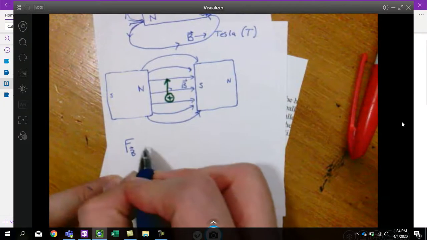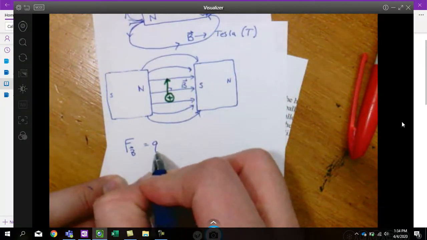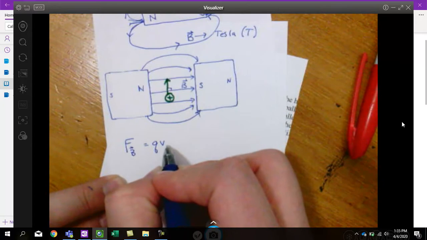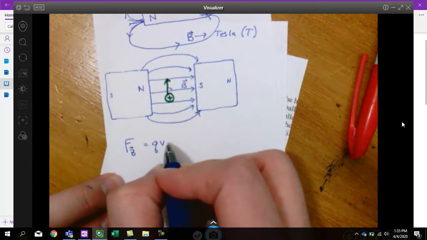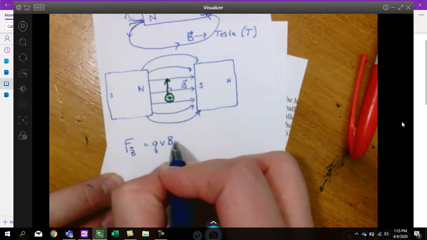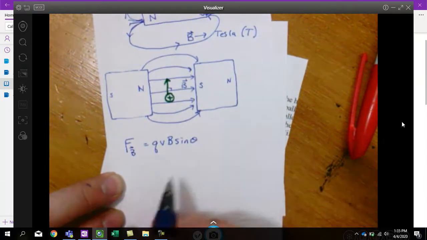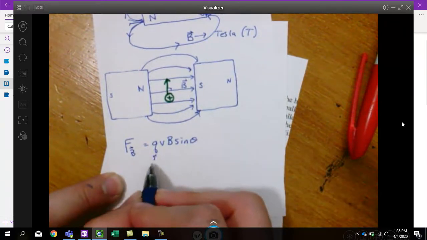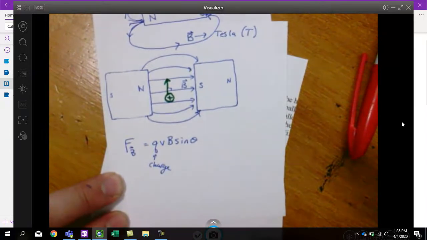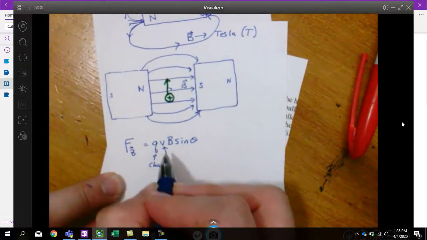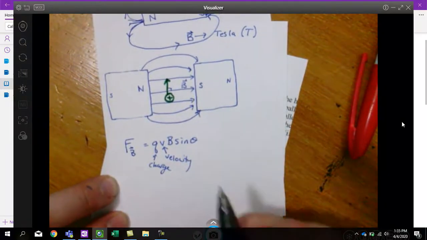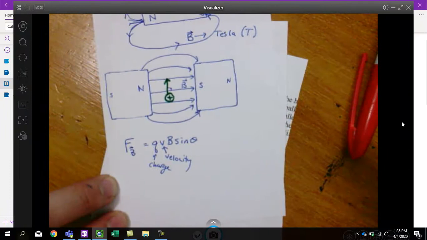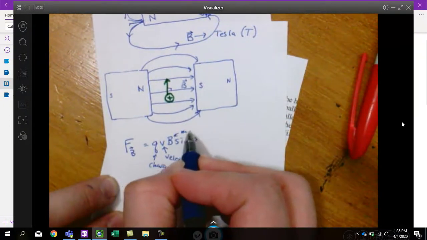So FB is going to equal Q v cross B. We don't do cross products in this class. That's more of a Calculus 2 or Calculus 3 problem. So we're just going to write the equivalent: Q v B sine of theta. Now, a couple things. Q, that's just our normal charge. V is going to be velocity, not voltage. This has nothing to do with voltage right now, although the charge moving creates a voltage. And then, of course, we have the magnetic field B.